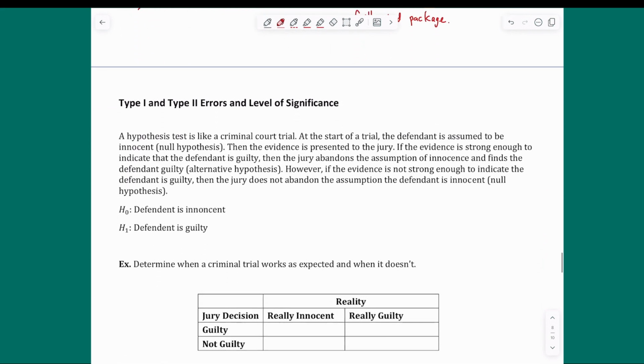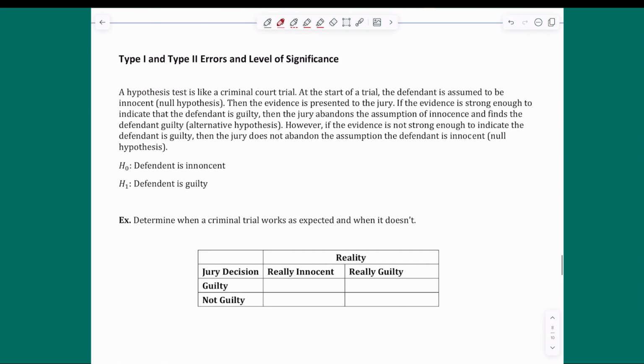Next concept here is type 1 and type 2 errors and level of significance. So a hypothesis test is like a criminal trial. At the start of the trial, the defendant is assumed to be innocent, which we think of as the null hypothesis. Then evidence is presented to the jury.